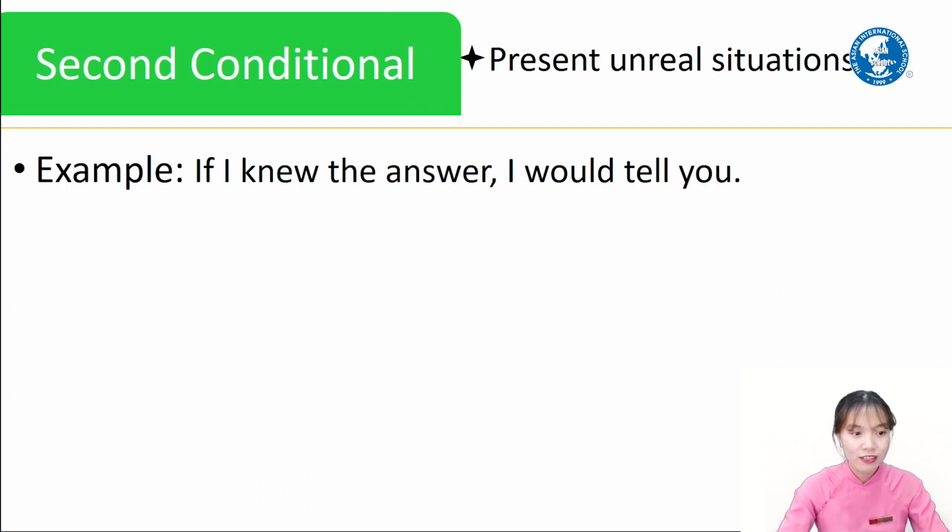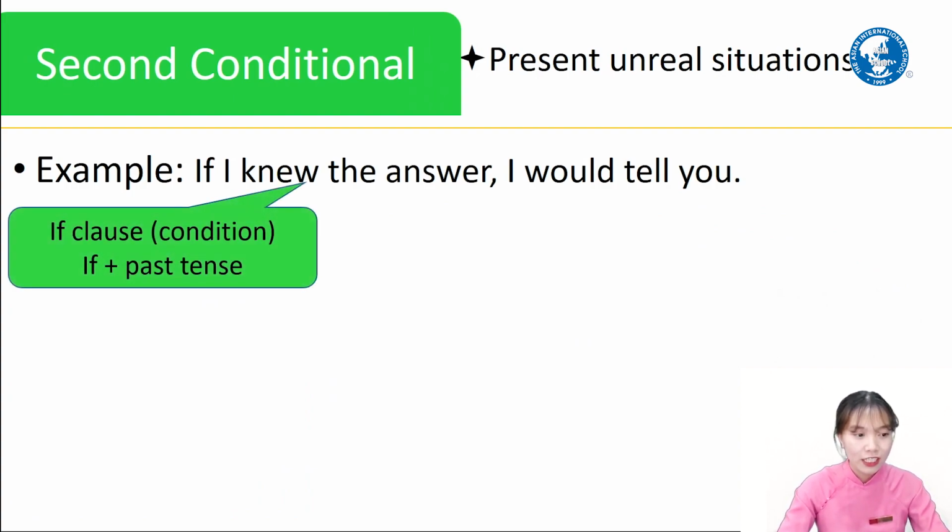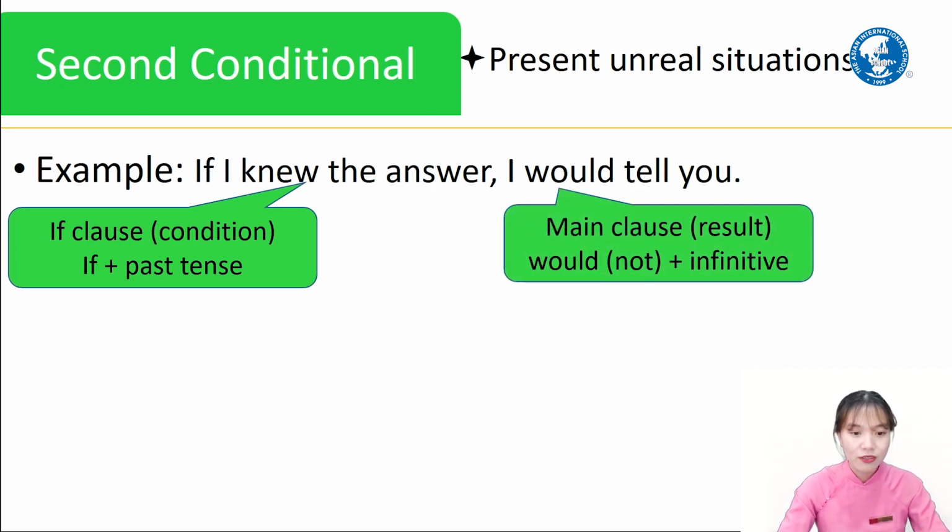There are two parts in this sentence. The first one is the if clause. It is the condition. And the main verb in this part is in the past tense. The next one is the main clause, the result. And the main verb in this part is formed by would and infinitive. If I knew the answer, I would tell you. Let's take another example for this.